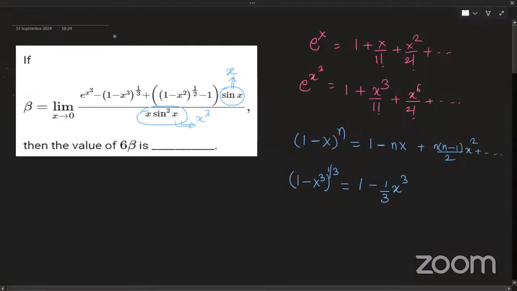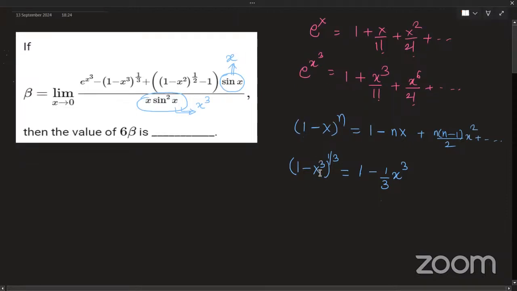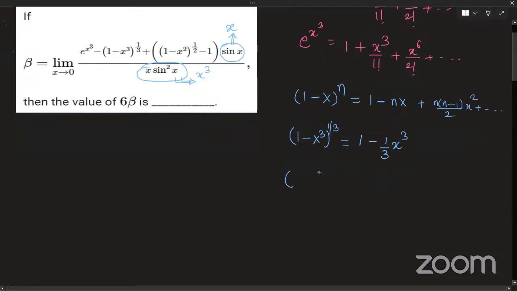Is this right, everyone? In place of x, I have substituted x cube. In place of n, what have I substituted? 1 by 3. And in place of x, I have substituted x cube. Now, can you also tell me what will be the expansion of 1 minus x square raised to half?